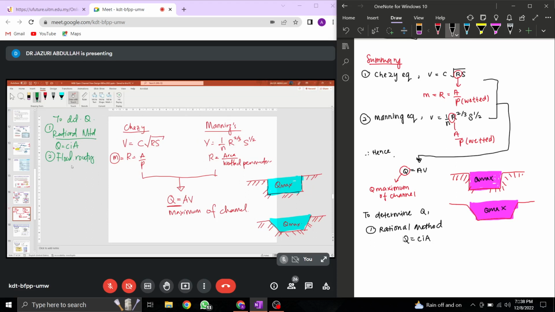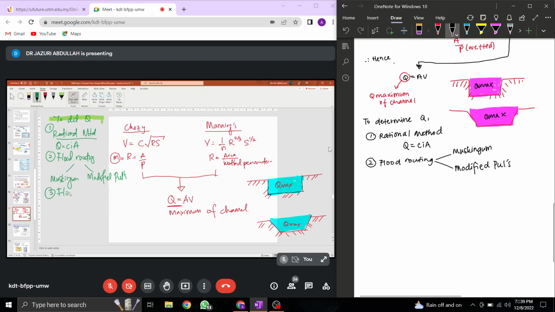So flood routing, kita ada Muskingum, dan juga kita ada modified Puls method. Okay, so ini pun kita boleh dapat untuk Q. So I just simply highlightkan dulu kat sini. Dan selepas tu kita ada kaedah nombor 3, kita panggil flood frequency analysis. So this one also kita boleh dapat Q untuk 100 tahun, Q for 20 years, Q for whatever Q yang kita nak calculate lah.